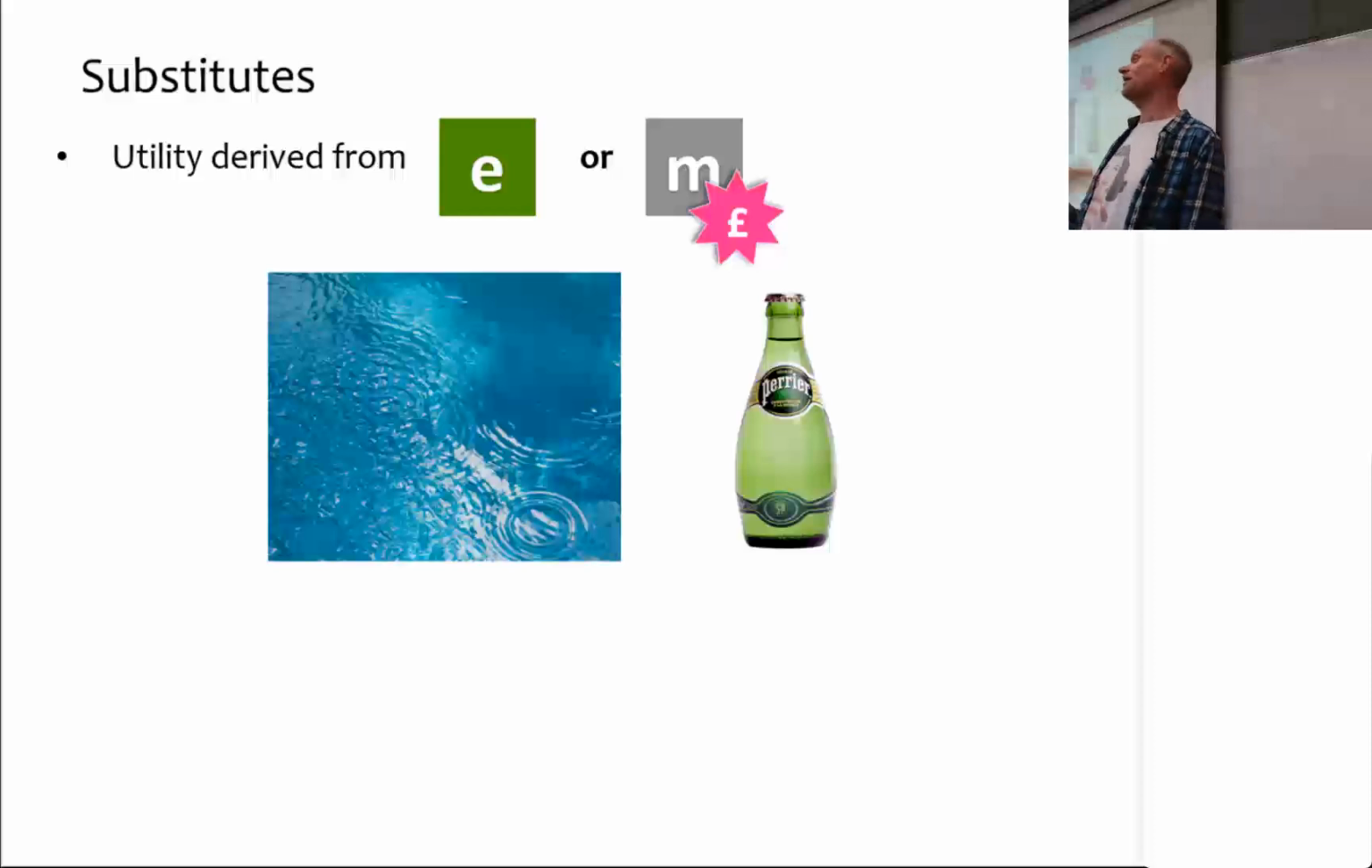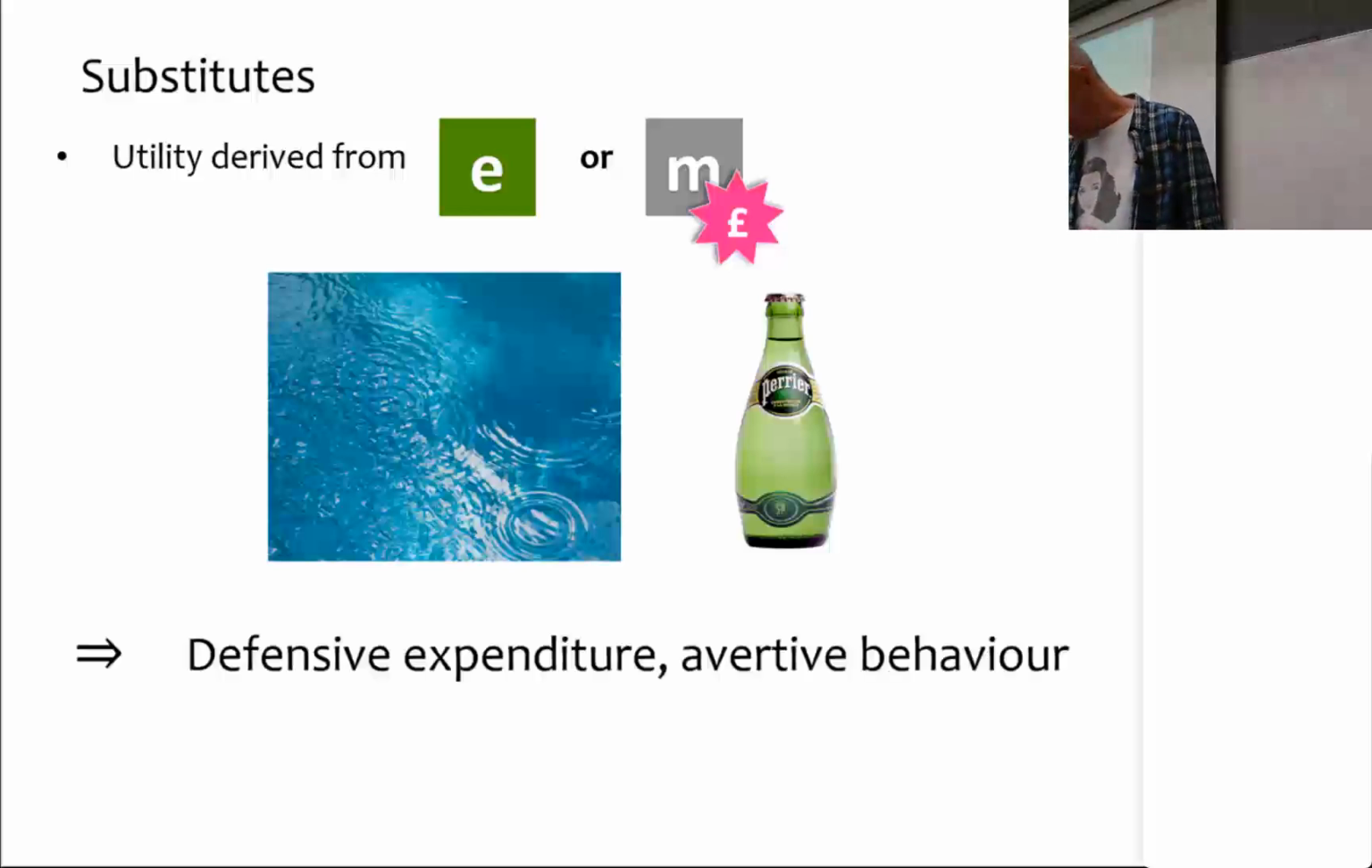So here you have clearly, it's either or, you have a substitute. Where do you get your water from? So that is one option. And the methods associated with this are known as defensive expenditure, avertive behavior, replacement options, avoided costs. Those would be the sort of things that you would be looking at.